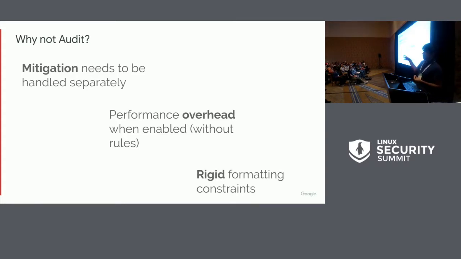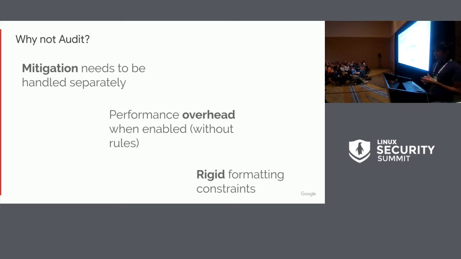I alluded to that previously in the presentation as well. In audit, the mitigation needs to be handled separately, so you add your policies and your rules and stuff. There is some performance overhead if you enable audit by default. I did some very crude benchmarking for that, but I'm sure you are a more experienced audience with this part of the system here.